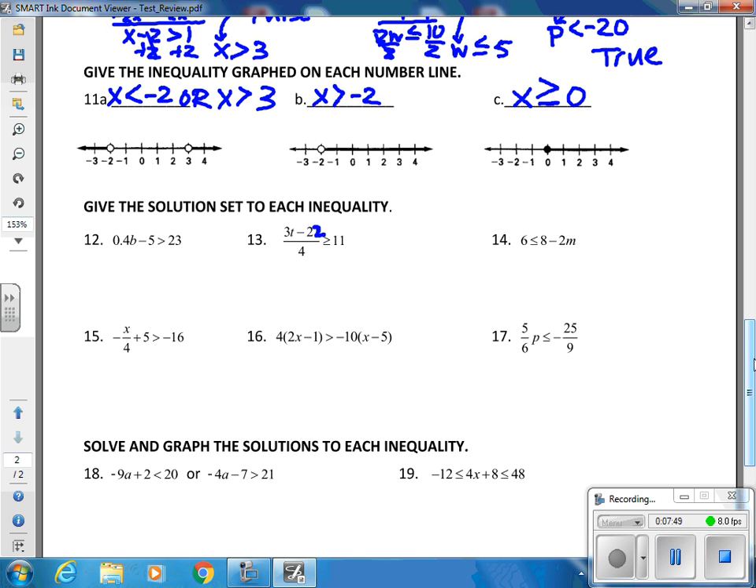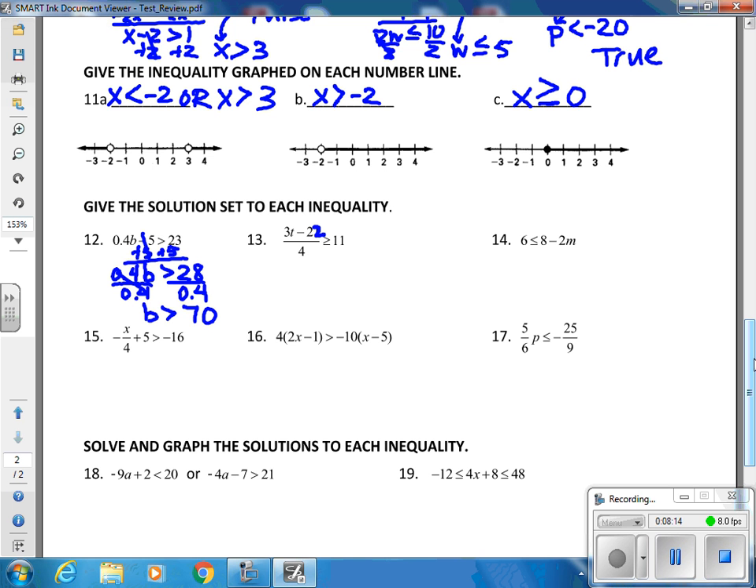All right, so for number 12, it's a two-step inequality right here. You do like you normally would. You add the 5 to both sides. You have 0.4b is greater than 28. You divide by 0.4. And you have to physically divide this because you can't leave a decimal in a division problem. And you get b is greater than 70. Okay, we do not need to graph this. There's your answer and you're good.